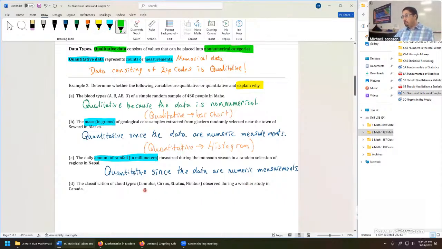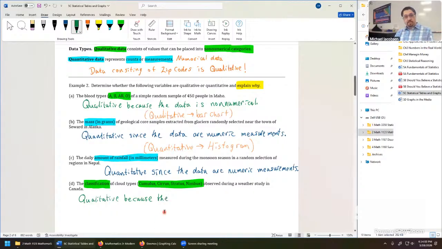But here we just have categories. They looked at different clouds and they fit them into these four. Maybe those are the only four that came up during that specific weather study. But if we have a classification of data, the data looks like this. Let me also highlight that on part A just for parallelism. We can say it's qualitative now because the data we could say is non-numeric, or a different way to express this is we can say because the data is a set of categories.